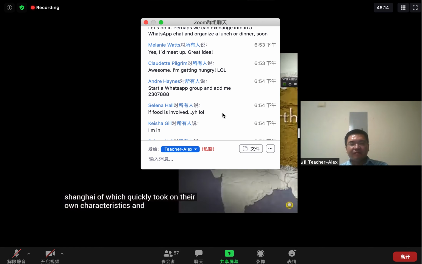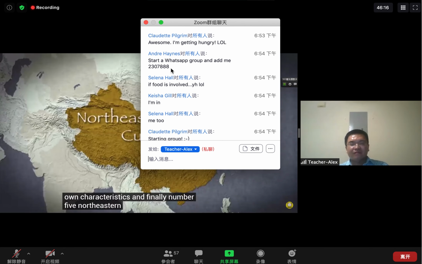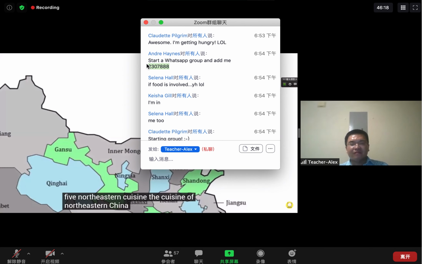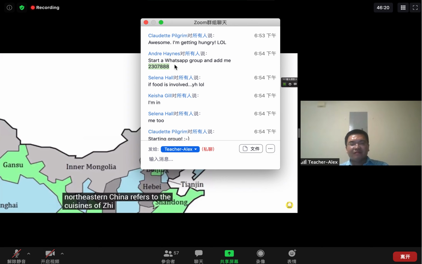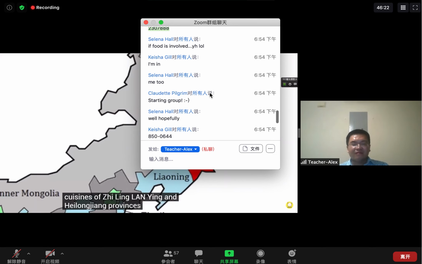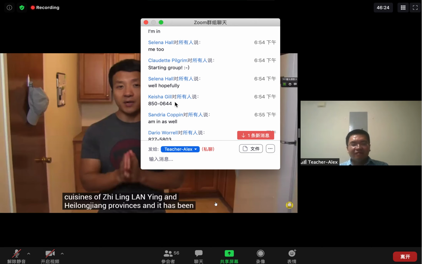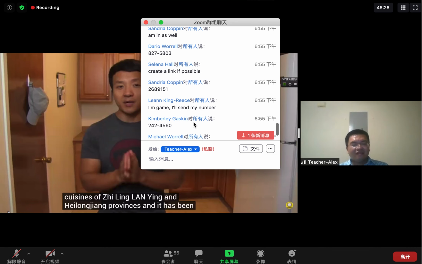And finally, number five, Northeastern cuisine. The cuisine of Northeastern China refers to the cuisines of Jilin, Liaoning, and Heilongjiang provinces, and it has been well known since ancient times.